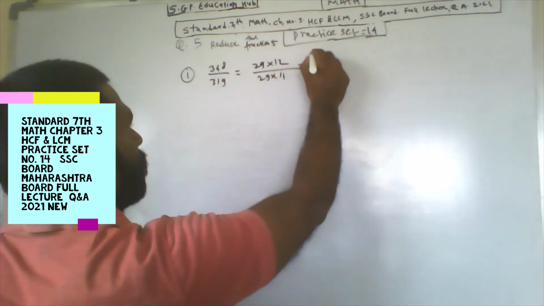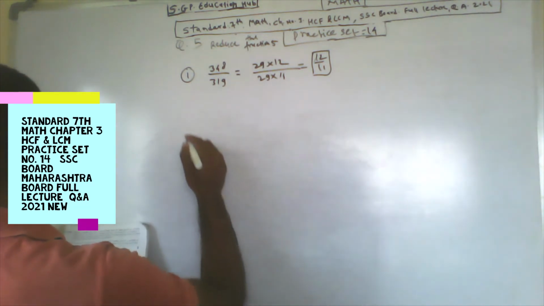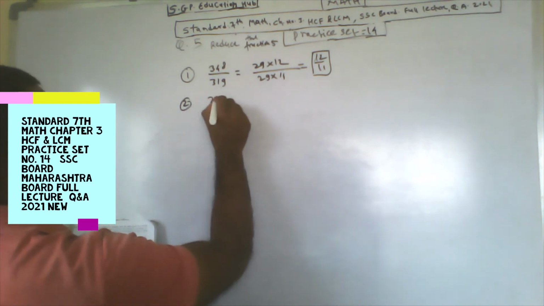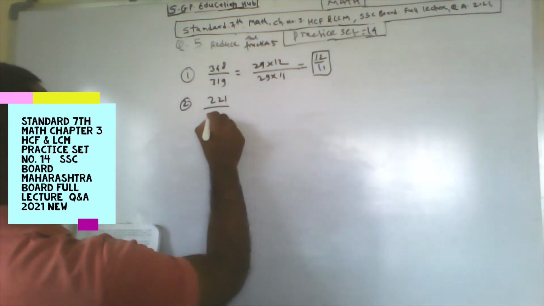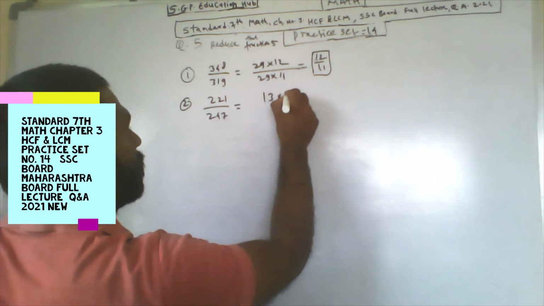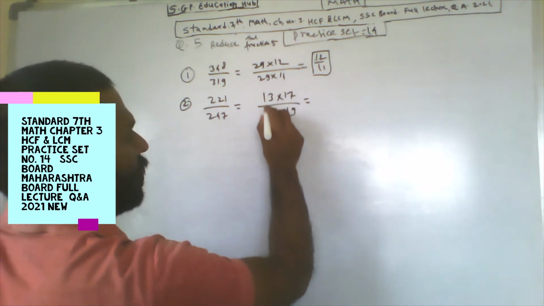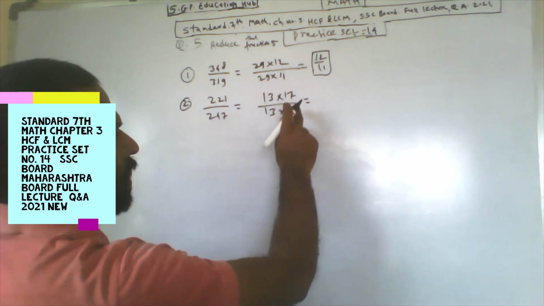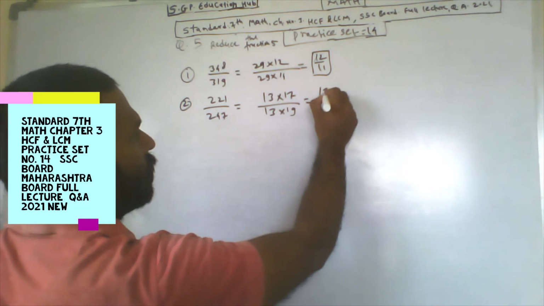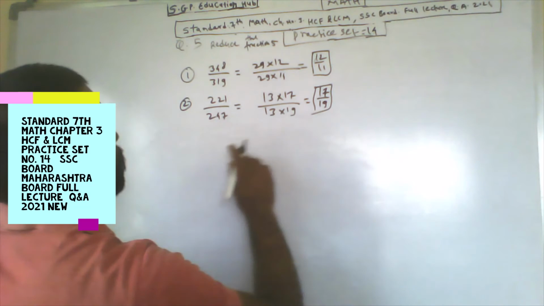Now the second fraction is 221 upon 247. 221 is 13 into 17, and 247 is 13 into 19. So 13 cancels, 17 upon 19 is the answer of the second fraction.